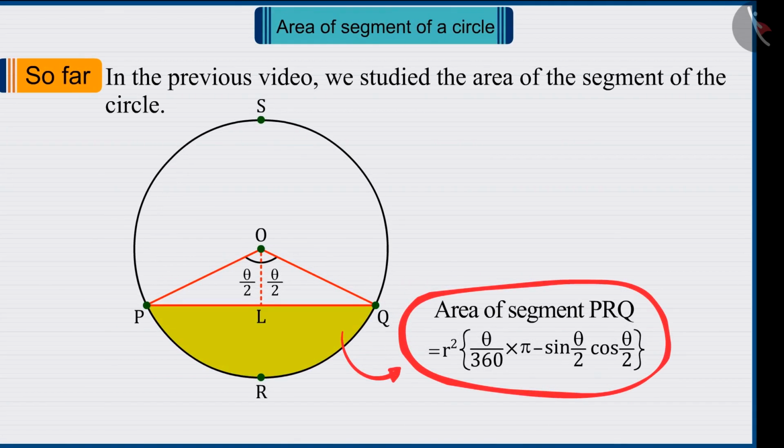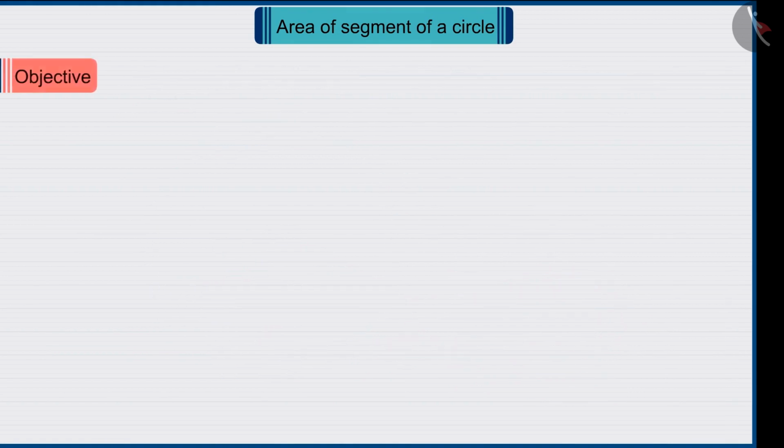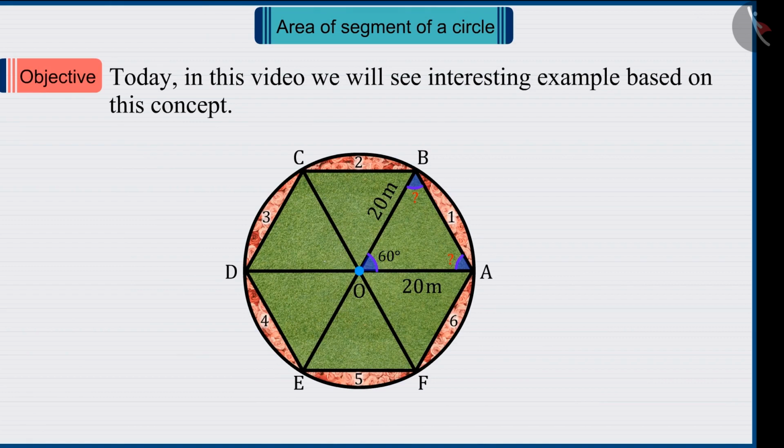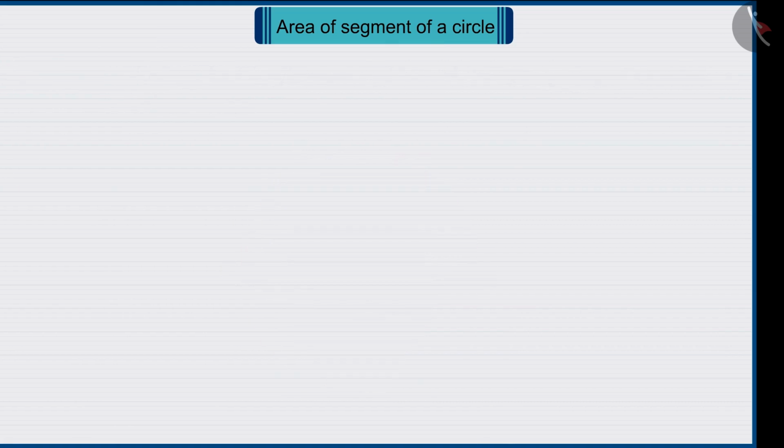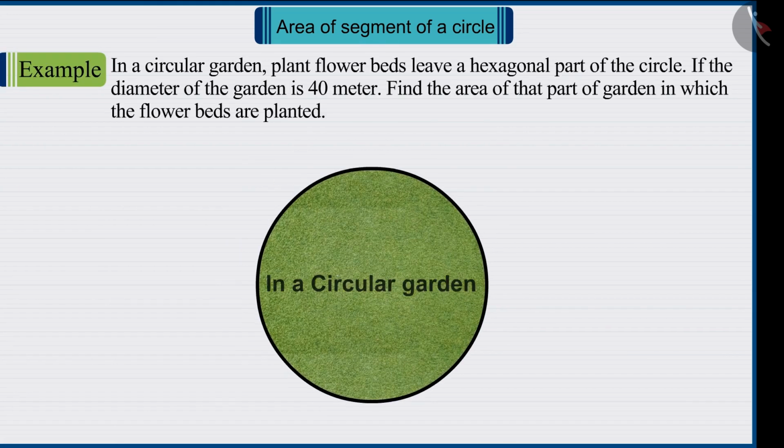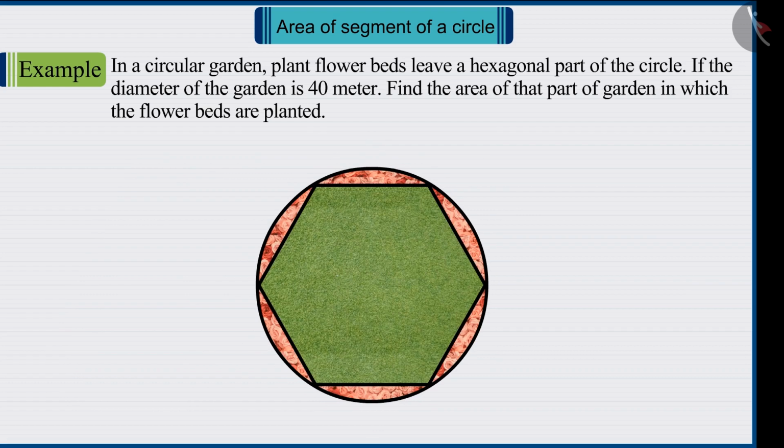In the previous video, we studied the area of the segment of the circle. Today in this video, we will see an interesting example based on this concept. In a circular garden, flower beds are planted, leaving a hexagonal part of the circle. If the diameter of the garden is 40 meters, find the area of that part of the garden in which the flower beds are planted. Come, let's try to solve this.